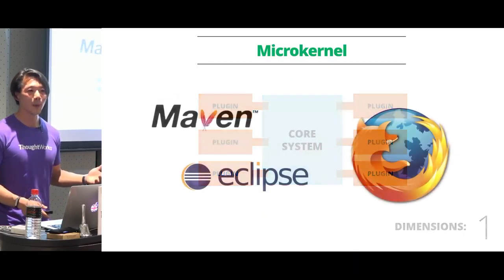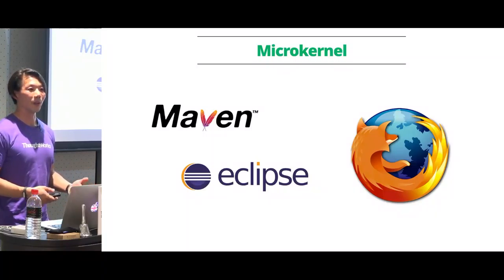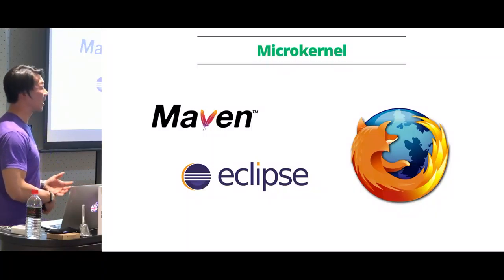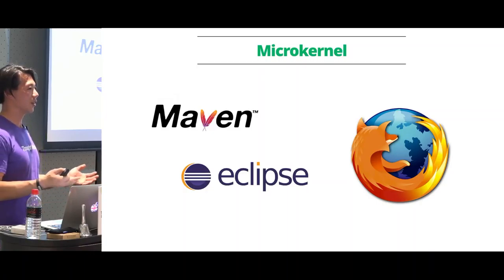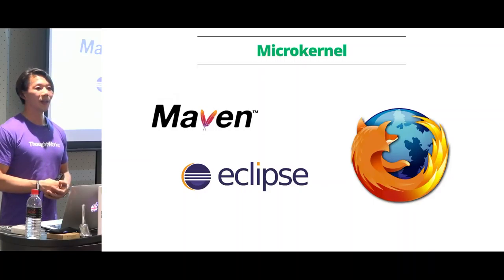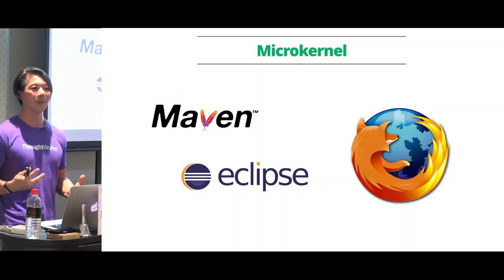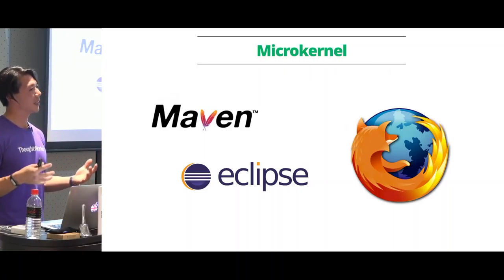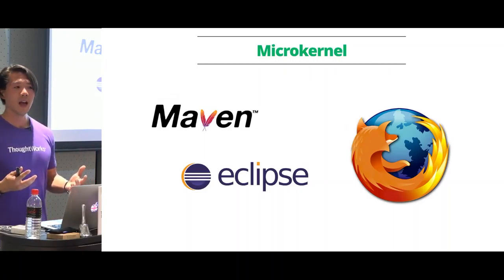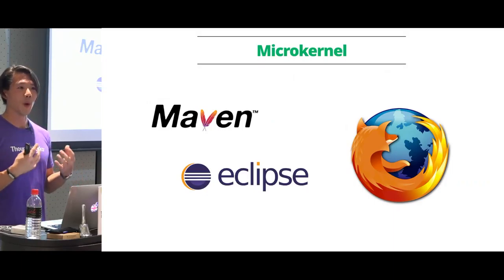So some good examples of tools that use this kind of architecture: things like Maven, which is a build system. Eclipse, which if you're a developer, you're probably familiar with. And Firefox as well, right? If you're building something that's kind of like a web browser and you want to be able to customize it, some people use Firefox as a container to extend it through its plugin system. But it's still fundamentally a web browser.